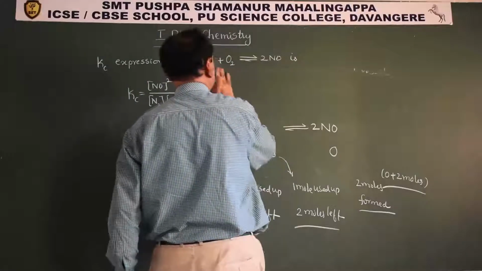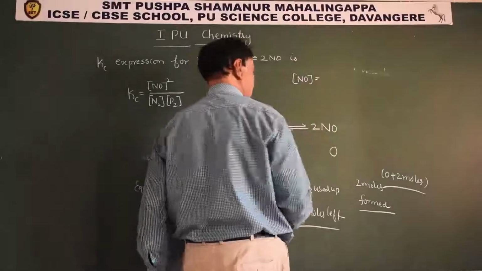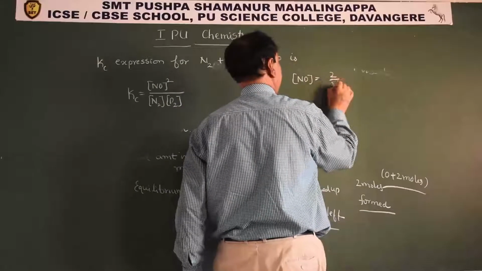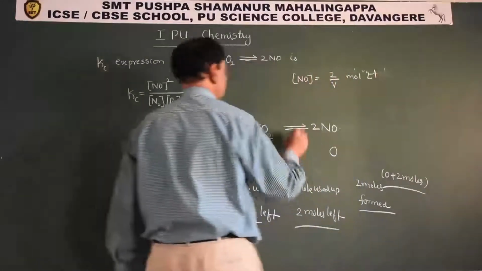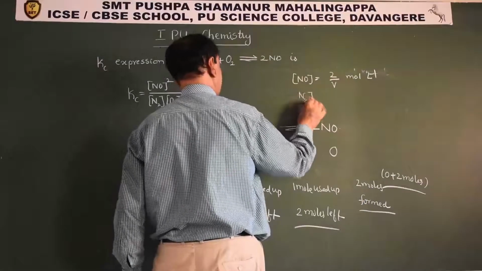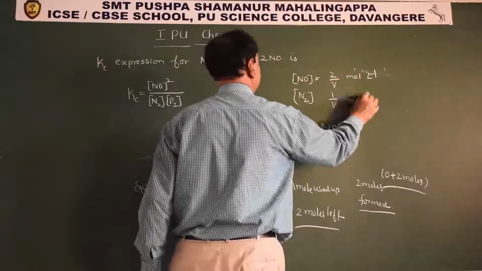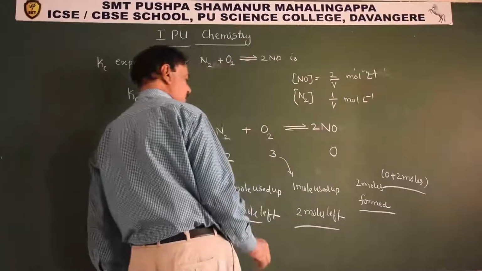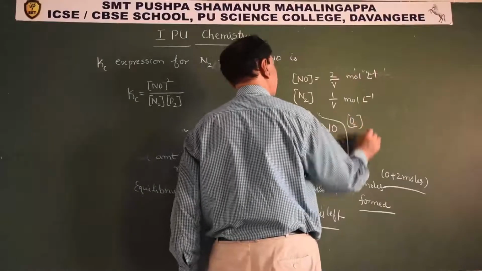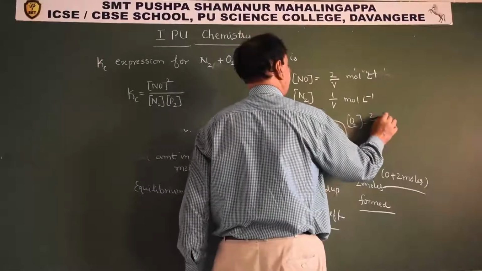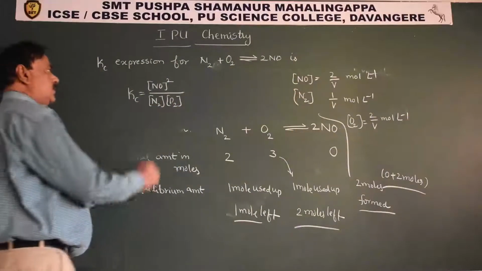Whereas the concentration of nitric oxide is equal to 2 divided by V moles per liter. Concentration of nitrogen is 1 divided by V moles per liter. Similarly, the molar concentration of oxygen is 2 divided by V moles per liter. That is the left amount. Now substitute the values.